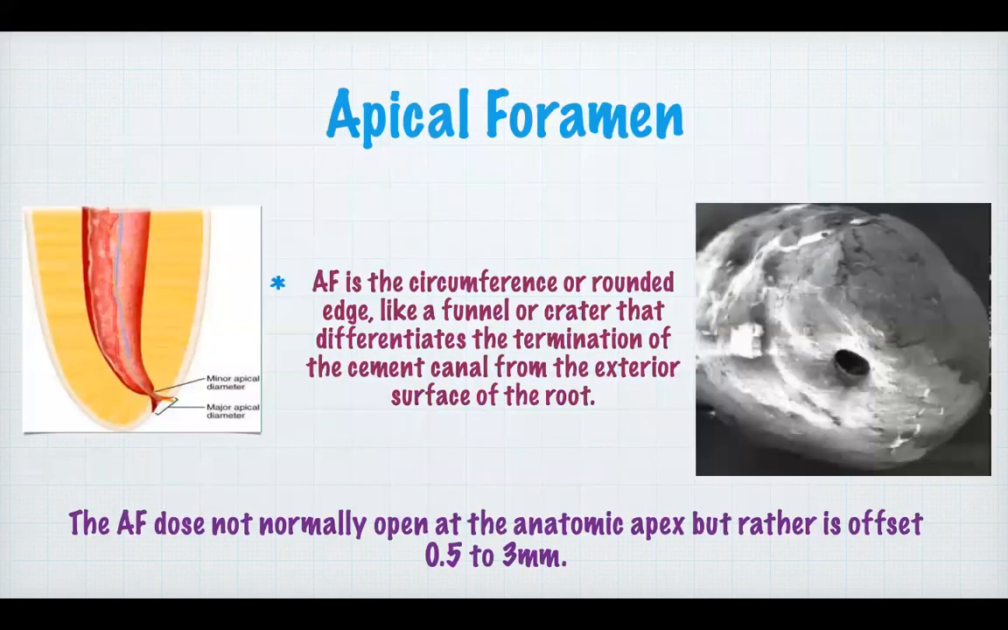Apical foramen. The apical foramen is the circumference or rounded edge, like a funnel or a crater, that differentiates the termination of the cemental canal from the exterior surface of the root. The most important thing to know is that the apical foramen does not normally open at the anatomic apex, but rather is offset 0.5 to 3 mm. So here you can see the location of the apical foramen and the location of the anatomic apex. It is not at the same level. So this can come as an exam question in your MCQ based exam.